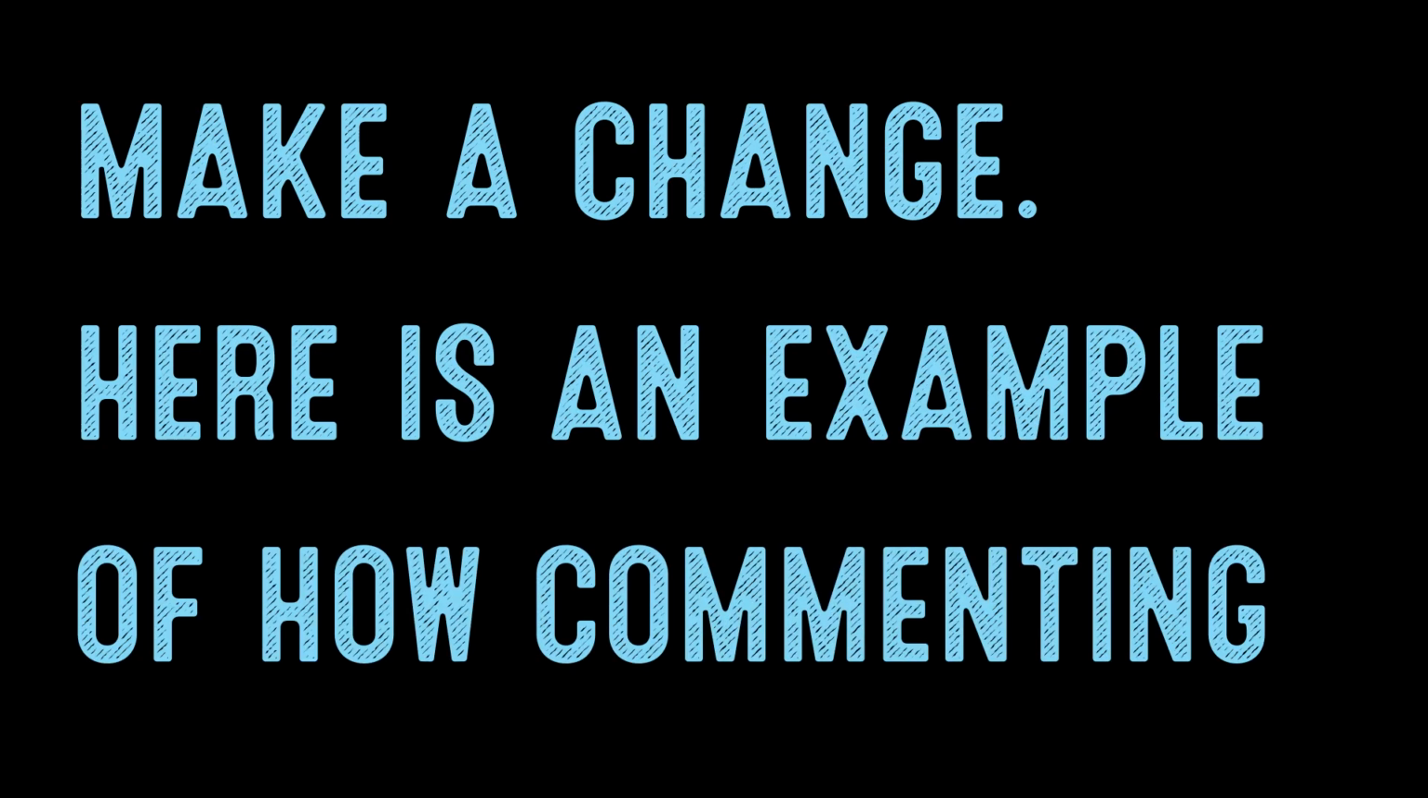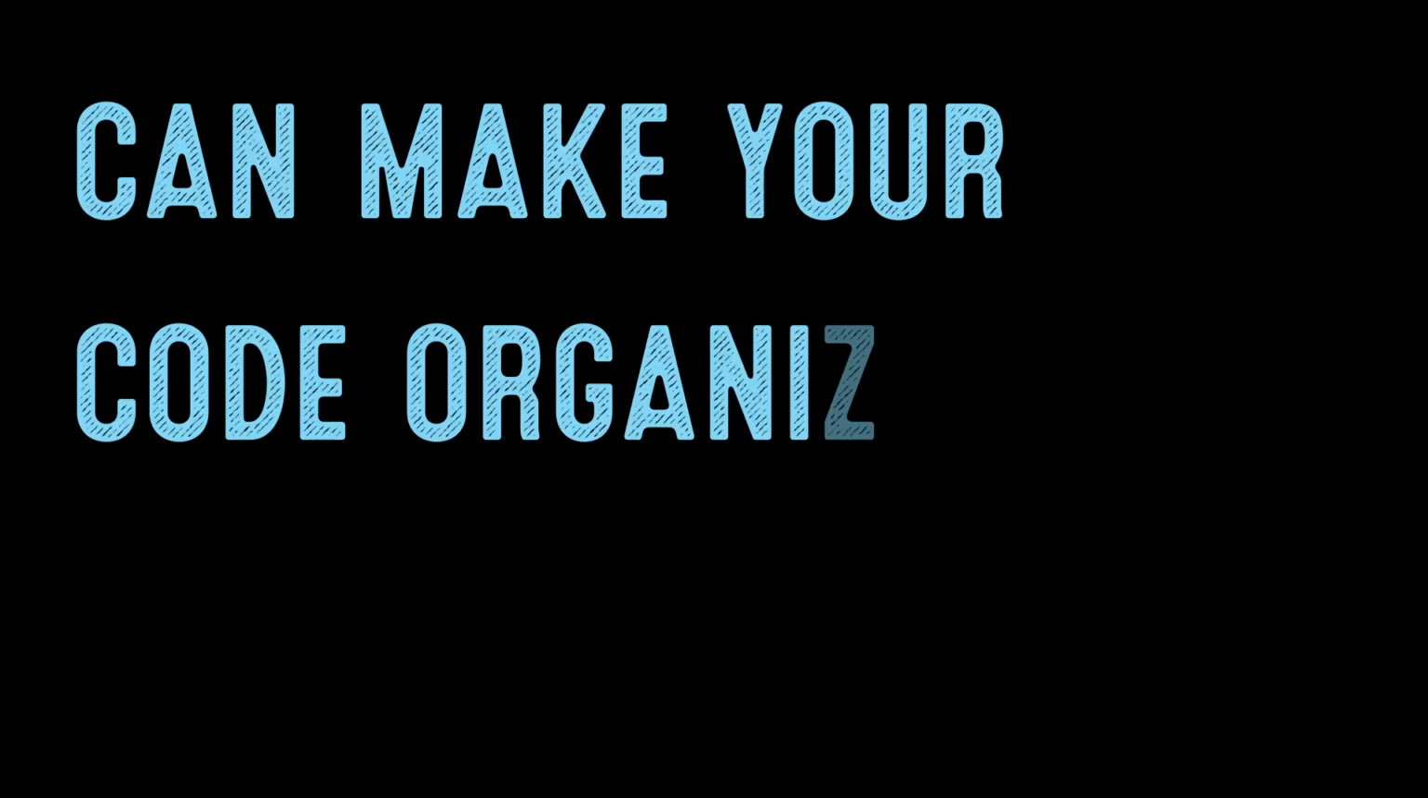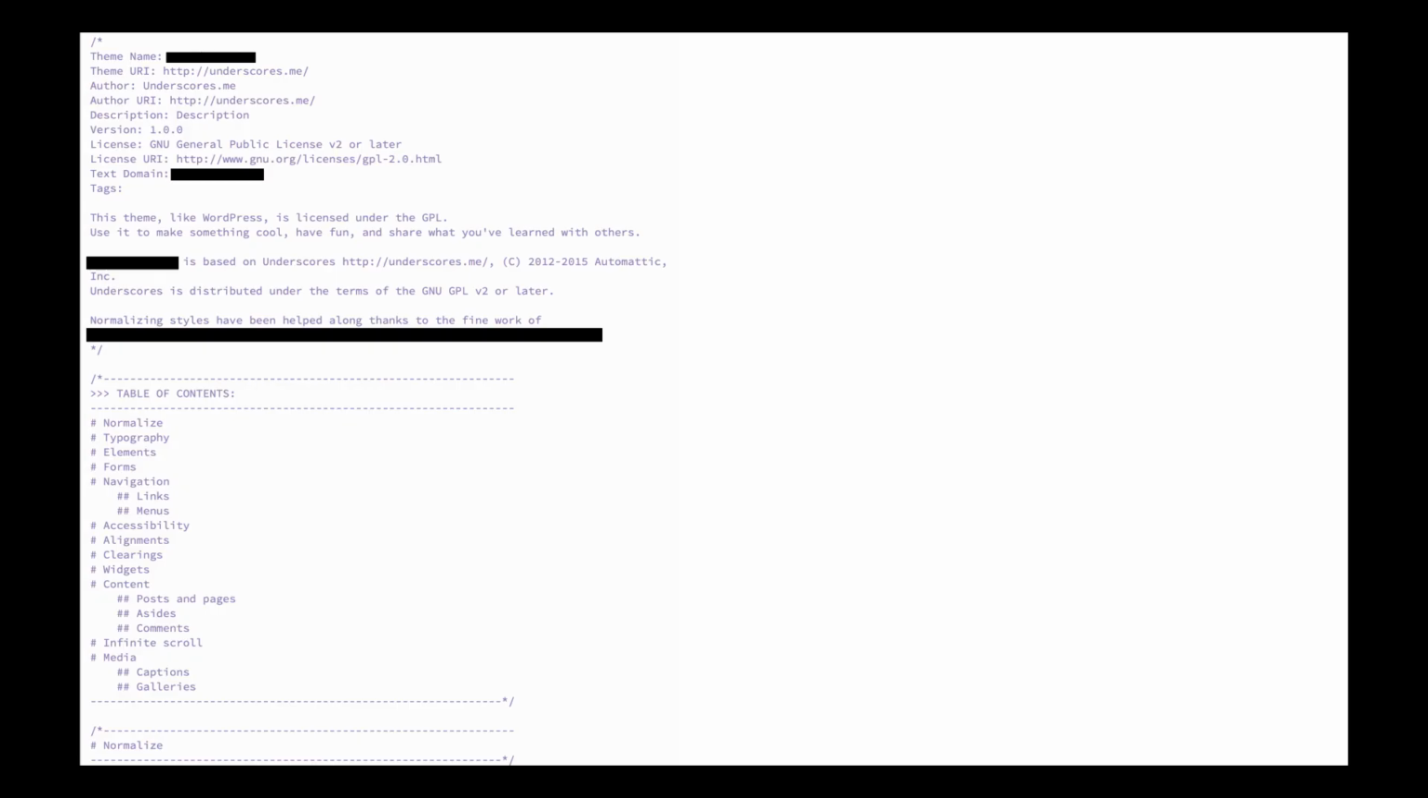Here is an example of how commenting can make your code organized. This is an example of a CSS style sheet from a WordPress theme. You can see that the commenting is used to give background information on the theme itself. Then below, you can see a table of contents.